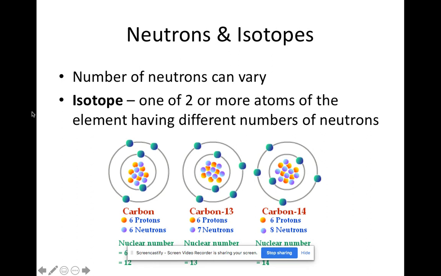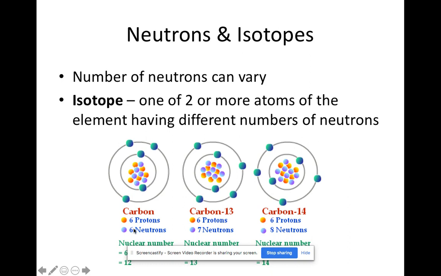Atoms can vary in the number of neutrons, and when they have different numbers of neutrons, they're called isotopes. An isotope is one of 2 or more atoms of the same element with different numbers of neutrons. If you look in the nucleus, the proton number always stays the same. That makes the atom what it is. So carbon always has 6 protons in its nucleus, these orange dots.